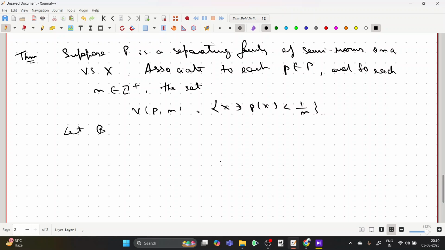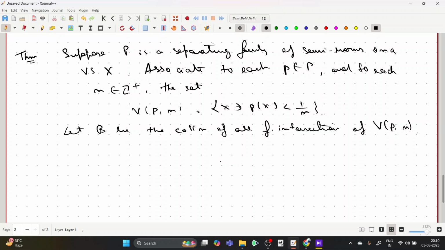Let B be the collection of all finite intersections of VPNs. Okay, we are going towards talking about a basis for a topology, nothing else.